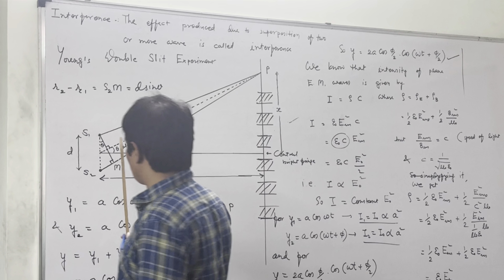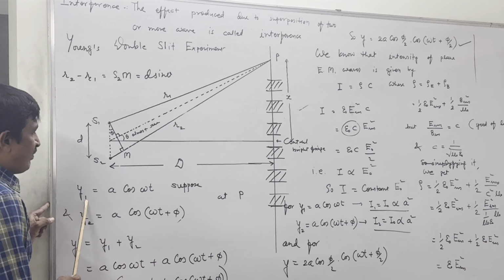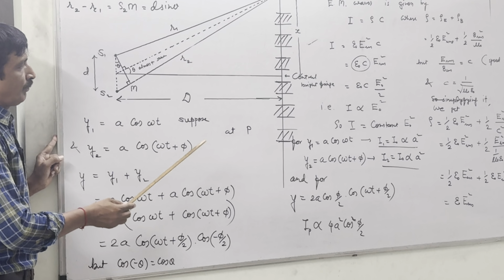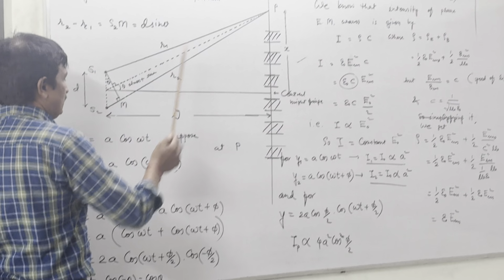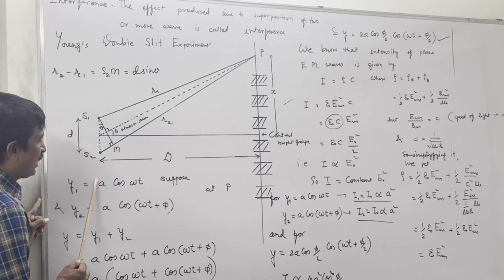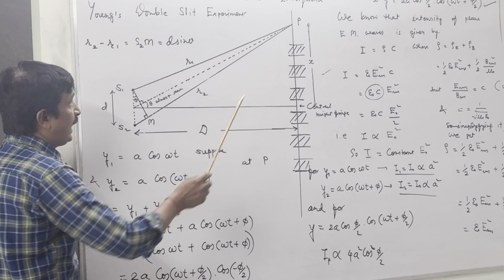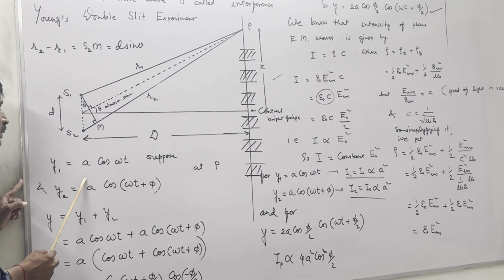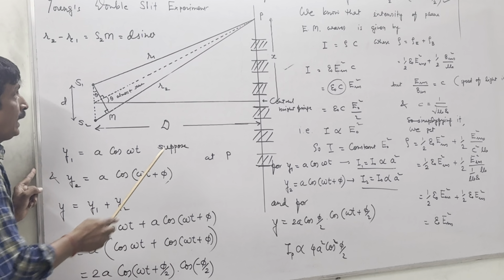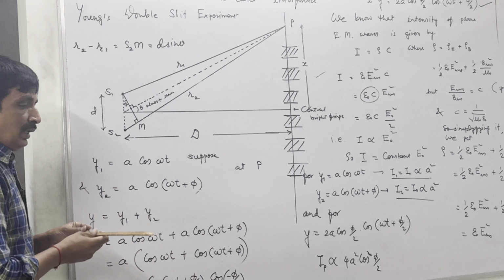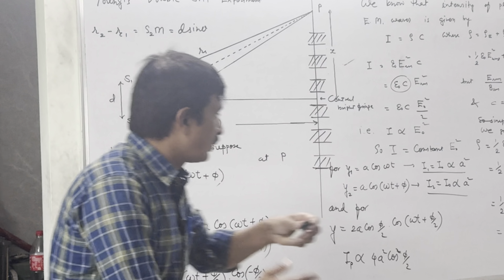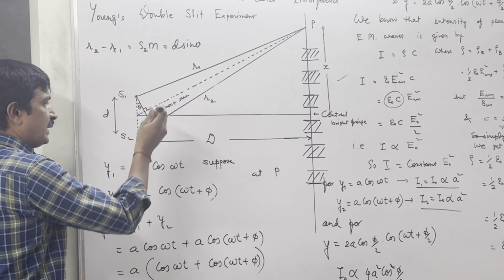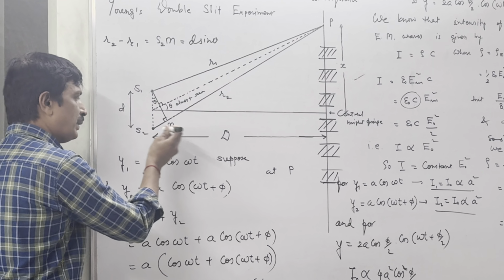Suppose these two are sources, say y1 equal to a cos omega t and y2 equal to a cos omega t plus phi. This one is the electric field at point P at time t due to the first wave. Similarly, this one is the electric field at point P due to the second wave. Both electric oscillations are in the same direction.